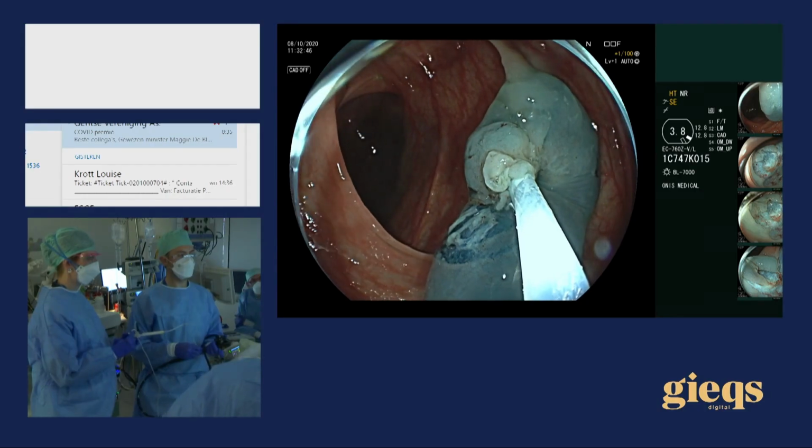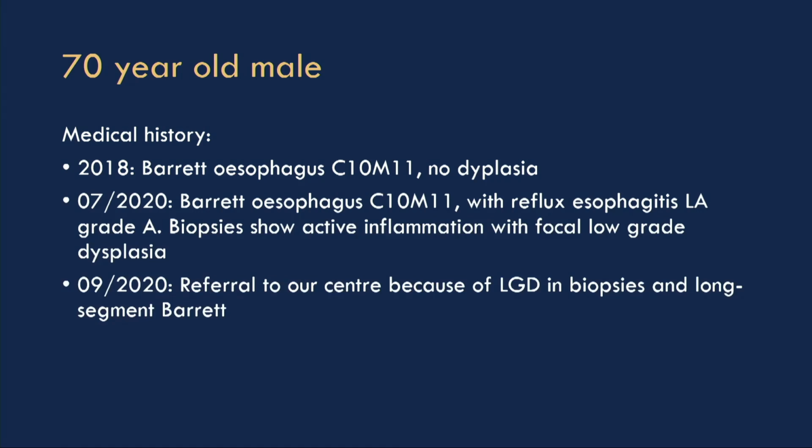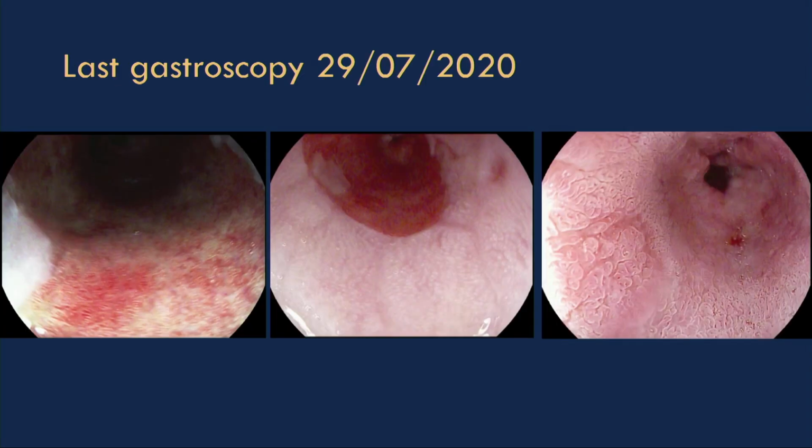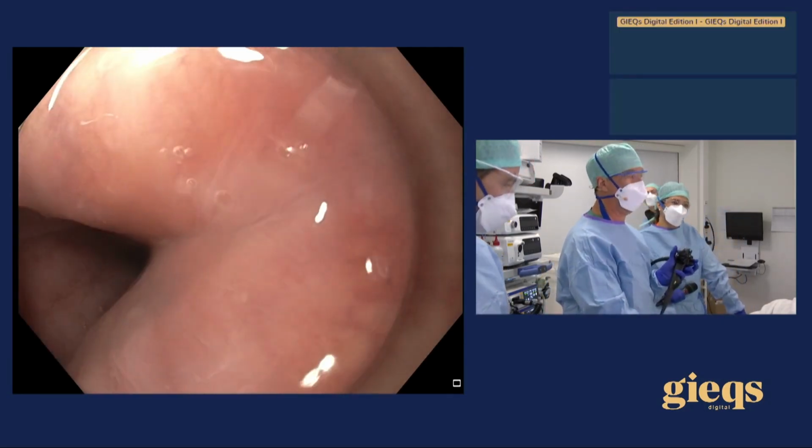So the patient is a 70-year-old male with a Barrett esophagus since 2018, C10M11, without dysplasia 2 years ago. On follow-up, there was a focal low-grade dysplasia without visible lesions 2 months ago. On the next slide, you can see some pictures of last endoscopy. So we just introduced the endoscope in this patient's esophagus.